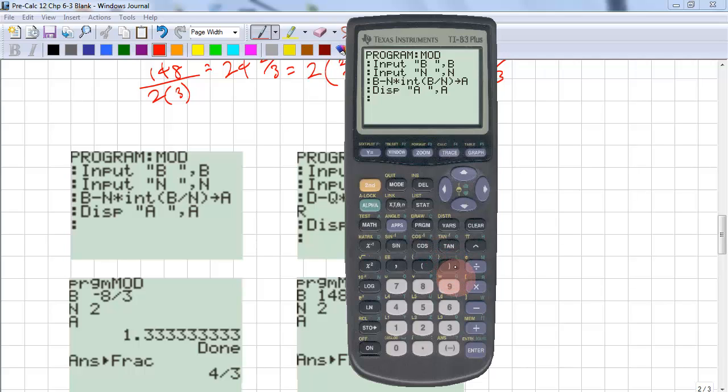And bracket. And this is the store button. So the store button's here. And then alpha A. And then enter.